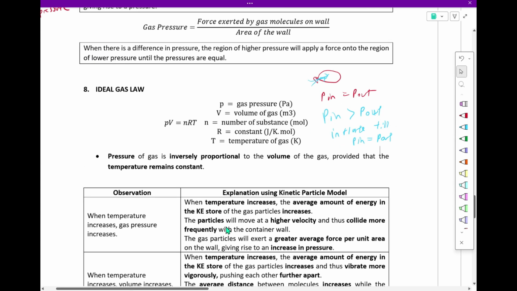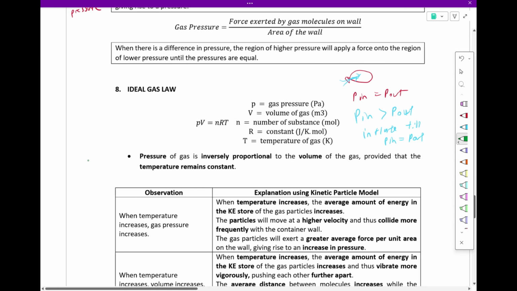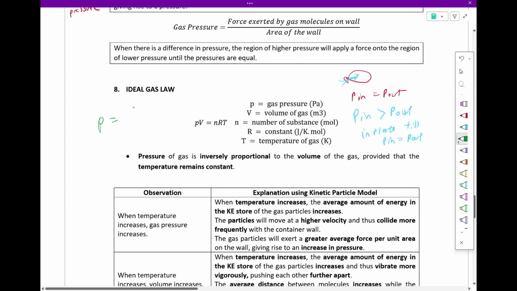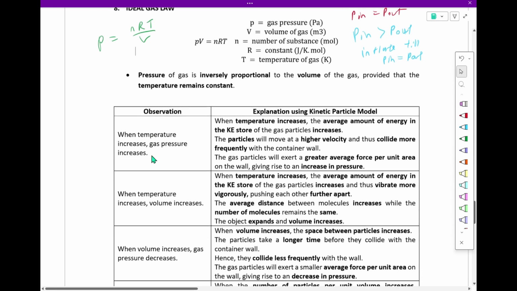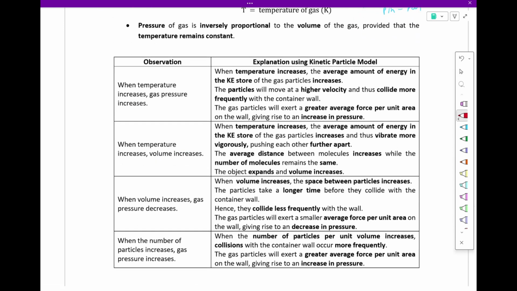Now, next one is talking about ideal gas law. Now, not all schools cover this part itself, but they actually break it down into its individual components. But this is usually used mostly for the IP schools itself. But this is just something that is good for you to know. Pressure is nRT over V. So basically, if you just look at the relationship, only volume is inversely proportional. So if you were to go down the list, basically as temperature increases, pressure also increases.